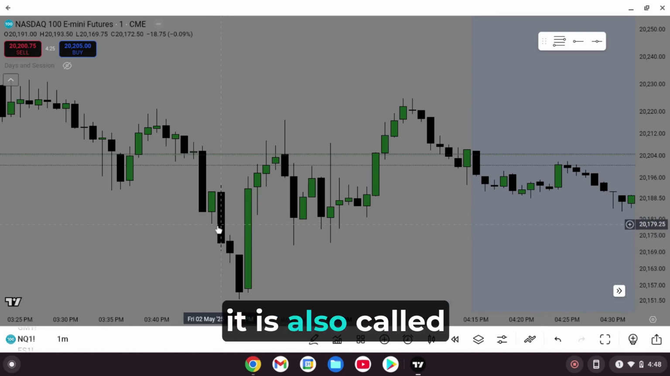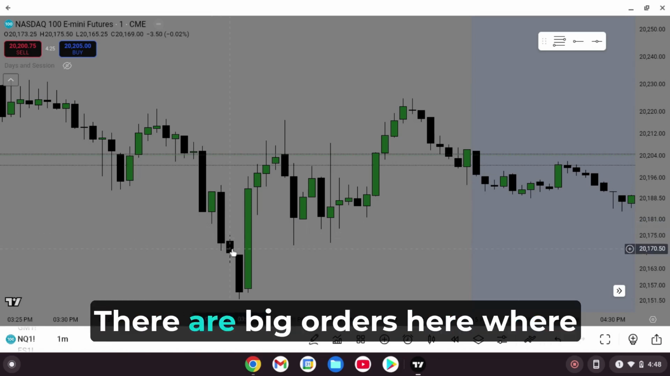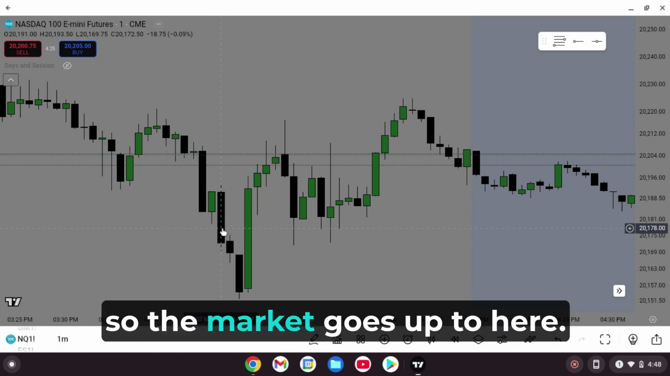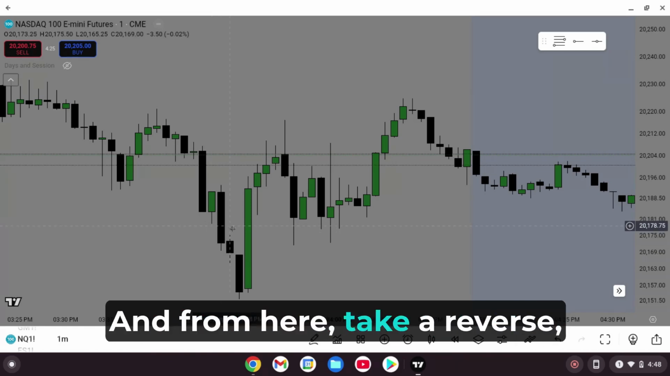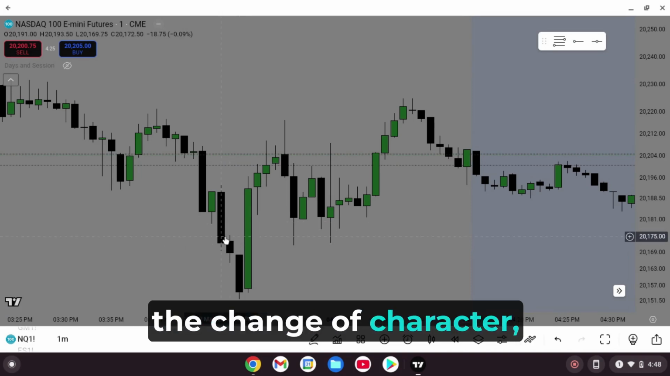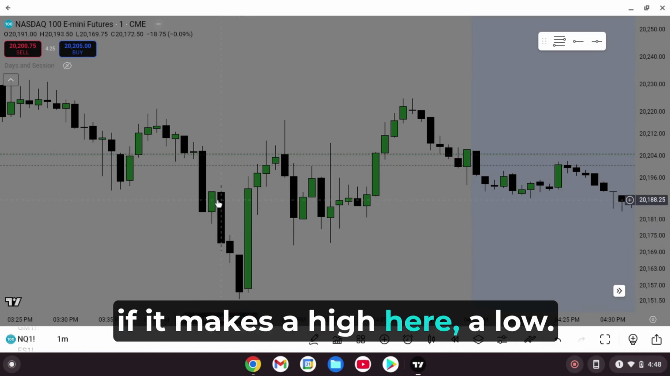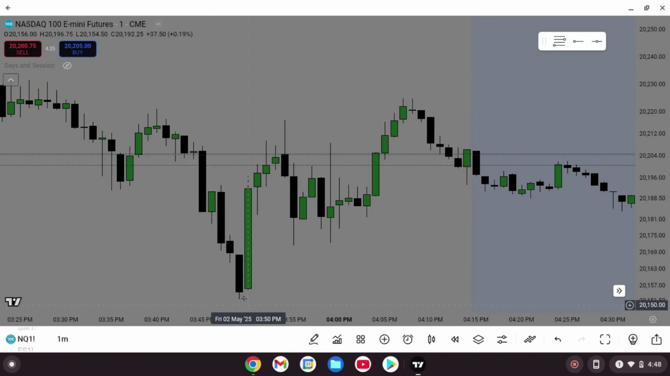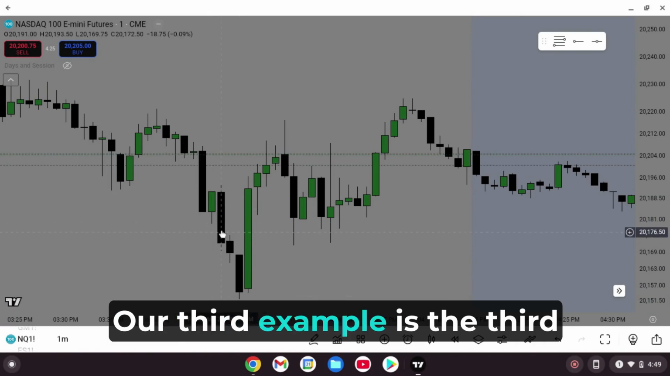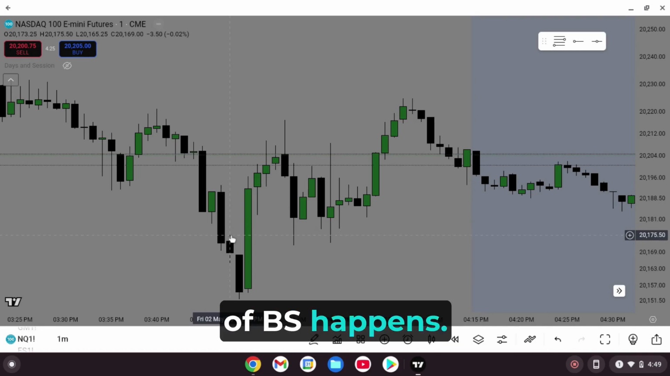Imbalance is also called a fair value gap. What happens in the market is that it has to go there. There are big orders here where the imbalance is corrected in the market. There was no trading here, so the market goes up to here and from here takes a reverse, but that is a different topic. I will only tell you about the change of character, how the structure changes. And in the market, if it makes a high here, a low, after that, the market covered this imbalance. Our third example is the third type of change of character, how the third type of break of structure happens.